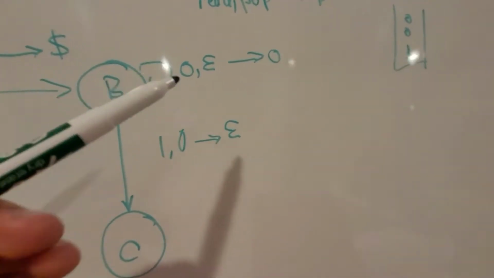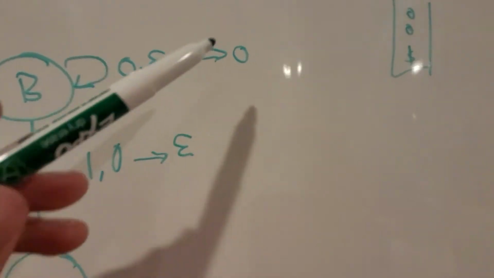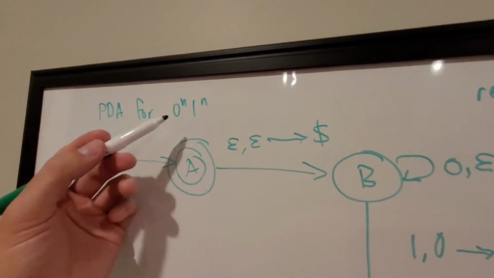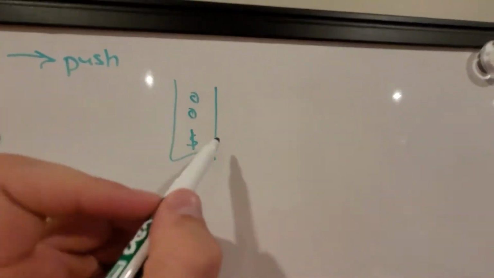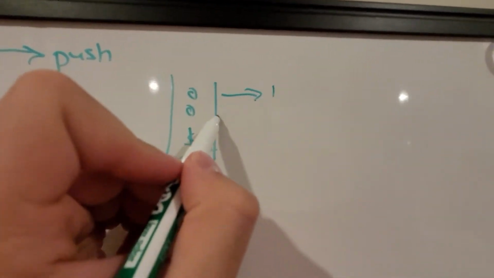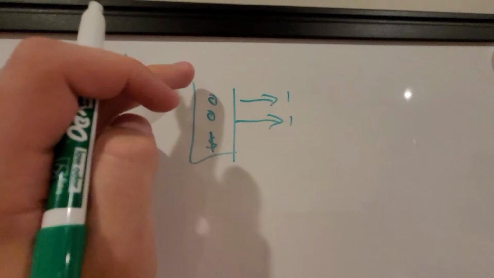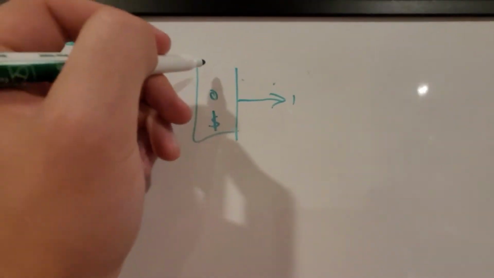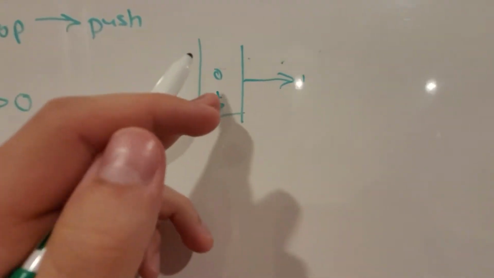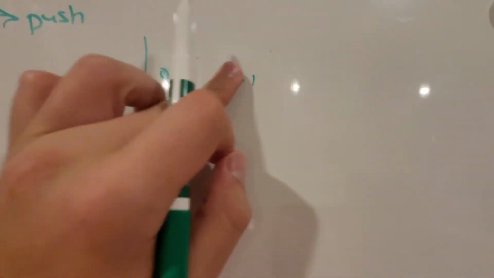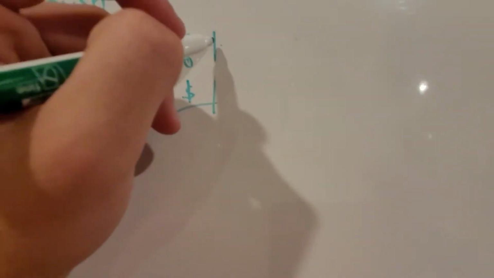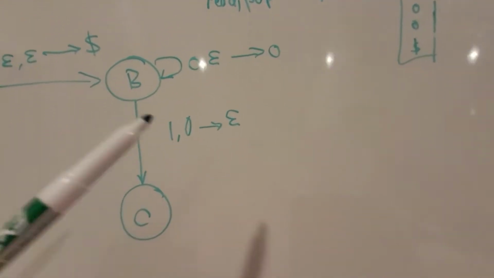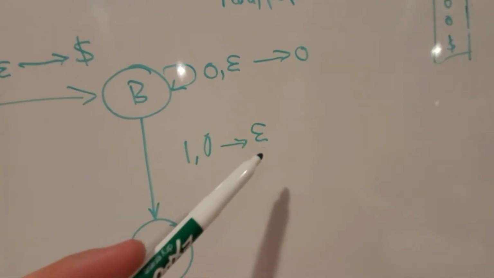Obviously when we have all these zeros up on the stack, we need to have an equal amount of ones. Well, how can we check that? If we pair every single 0 with a 1, and just delete the 0 every single time we see the 1, then in theory, we should be left with what we started with down here, just this dollar sign. That's what we should be left with. So we need to read the ones, pop the zeros, and add nothing to the stack.